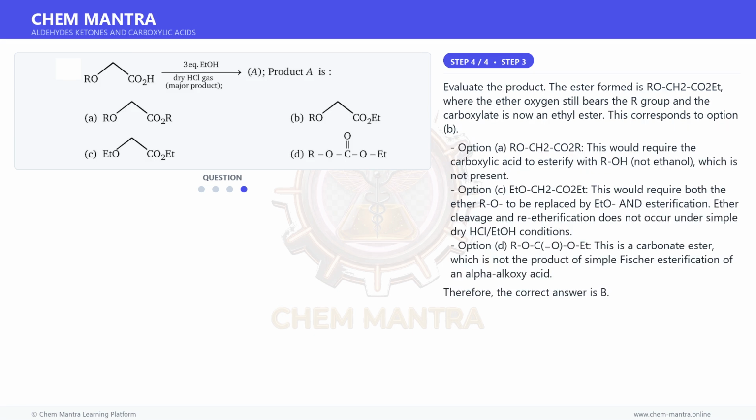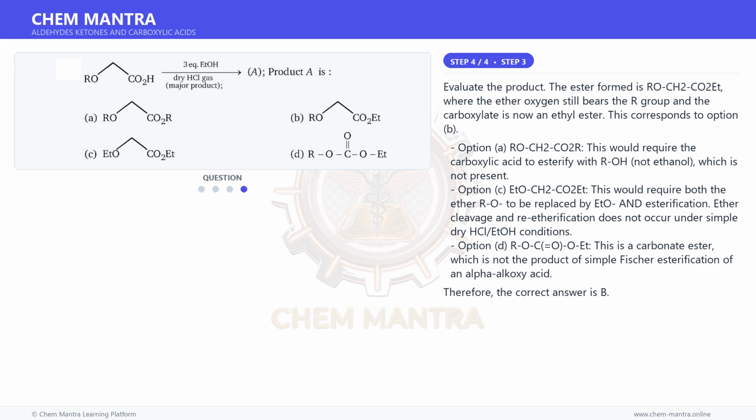And for the final step, evaluate the product. The ester formed is RO-CH2-CO2Et, where the ether oxygen still bears the R group and the carboxylate is now an ethyl ester. This corresponds to option B. Option A, RO-CH2-CO2R. This would require the carboxylic acid to esterify with RO, not ethanol, which is not present.